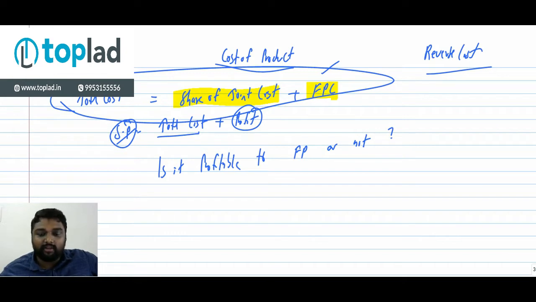Definitely you will get what? Can you tell me? You will get share of joint cost, because total cost is equal to share of joint cost plus further process cost. So if you get the total cost, and if you have the further process cost, the balancing figure is only what? Joint cost. So that is apportionment.